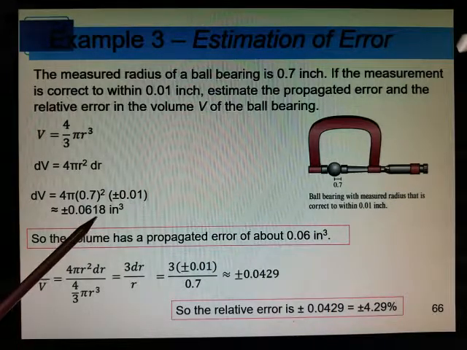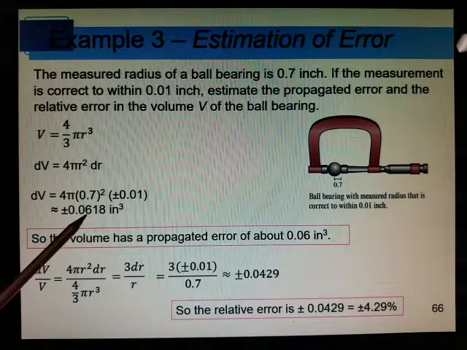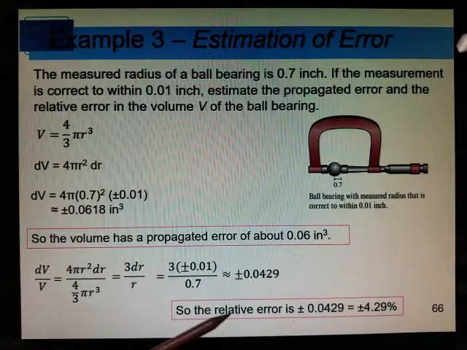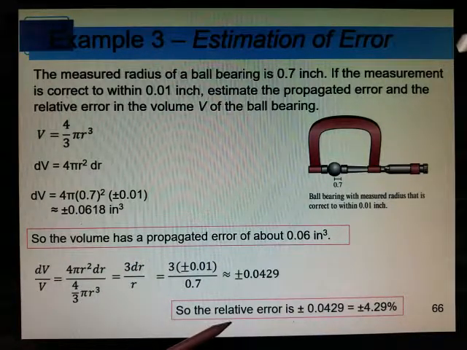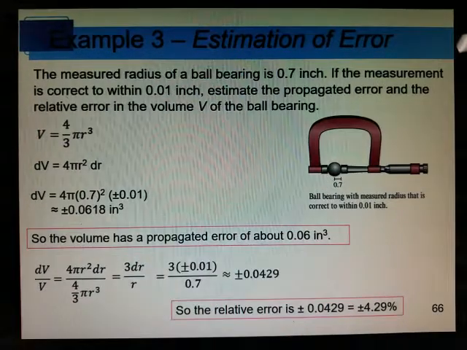See, this didn't sound like much. The volume being off by basically 6/100ths of a cubic inch sounds like a very small amount. But when we talk about relative error, see, it's relative. It's actually off by 4.29% of the actual volume of the ball.